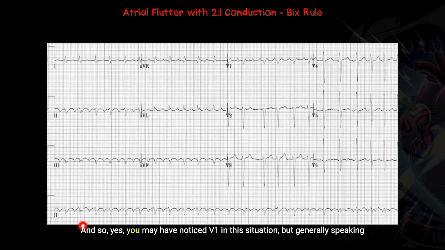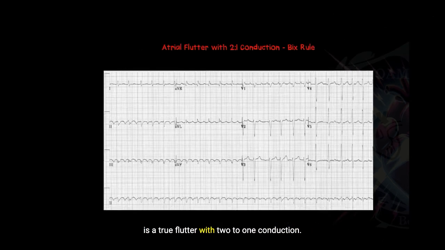And so, yes, you may have noticed V1 in this situation, but generally speaking, in lead 2, that T wave lining up just between the QRS complex is the Bix rule. That form of SVT that you're dealing with is atrial flutter with 2-to-1 conduction.